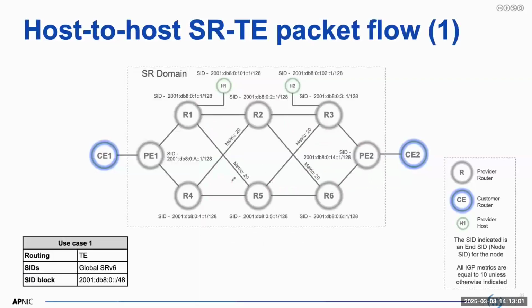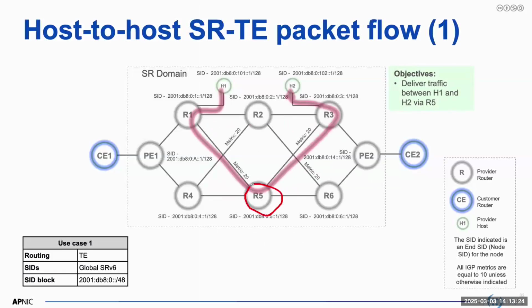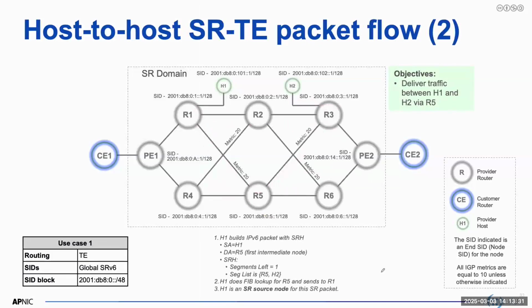So how does host to host routing happen in the case of segment routing? In this case, our objective is to deliver traffic between host 1 and host 2, and the traffic should go via R5. So how would the segment routing header be built in this case? This is our desired path that we want to take between H1 and H2. So let's see what different things we need to do.